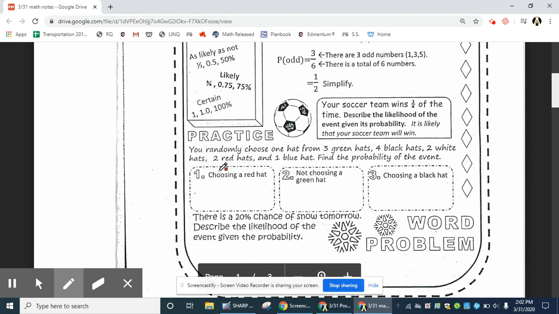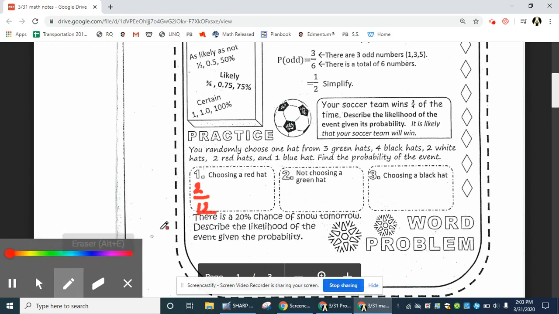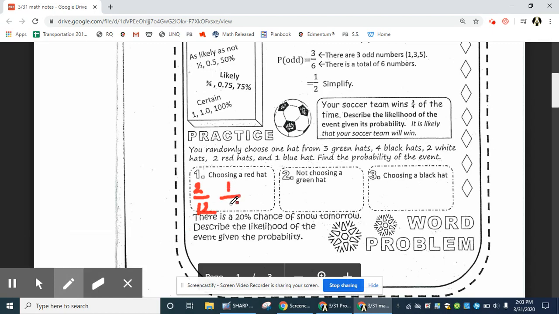How many total hats are there? Well, we have 3 plus 4 is 7, 7 plus 2 is 9, 9 plus 2 is 11, 11 plus 1 is 12. So we have 12 hats altogether. 2 of those are red hats. So our probability can be written as 2 over 12. I don't think there's a way to make that any smaller, but that's okay. 2 over 12, or it could be 1 over 6. As a percent, that will be about 17%, or 0.17.